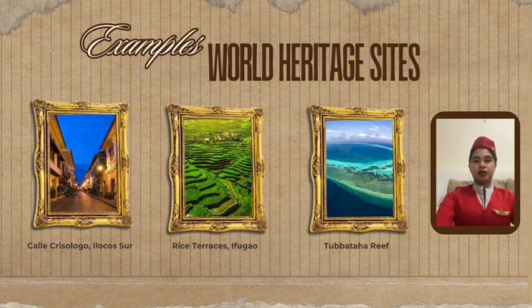Carved into the mountains over 2,000 years ago, the terraces showcase the ingenuity of the Ifugao people, who transformed steep, inhospitable landscapes into productive rice fields.